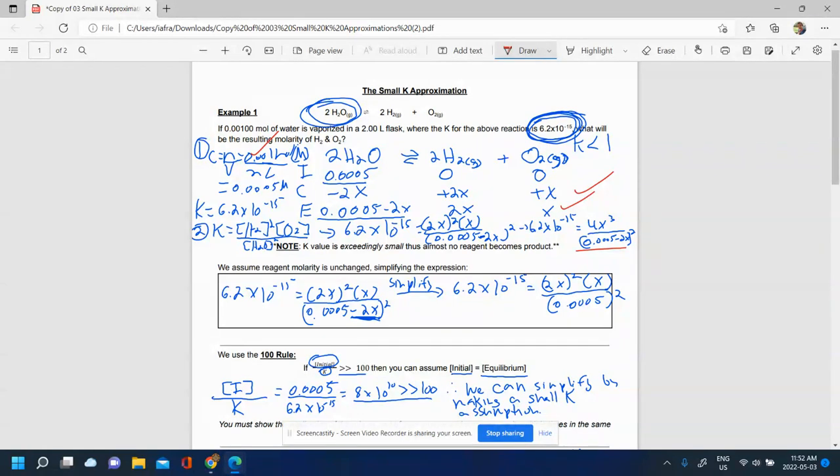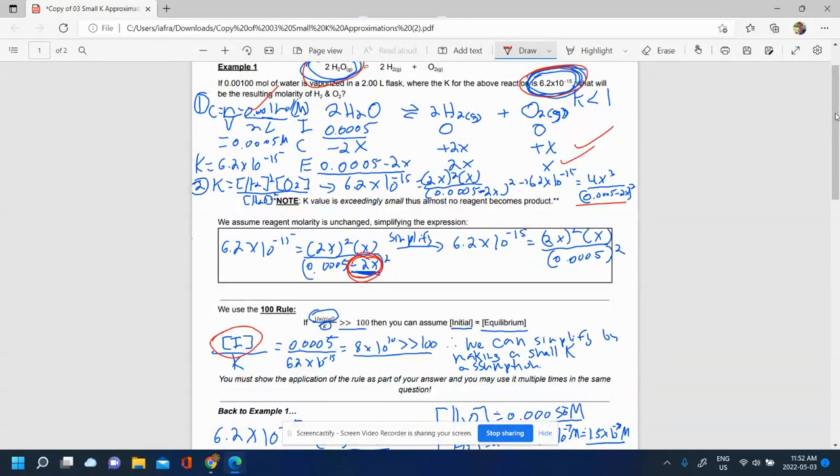So what we had to do here is notice that our k value was very small. Because it was small, it allowed us to say that we're not really going to lose much of our initial stuff, since the k value favors the stuff on the left. To justify that numerically, we had to do our initial concentration divided by our k. If that's much larger than 100, then we can make the small k approximation, which is that the initial concentration is equal to the equilibrium concentration. In other words, this minus 2x, or minus x or 3x or whatever it is, will have very little effect, so we can just cancel it out. And now we have a much nicer denominator to deal with when we're trying to solve for x.